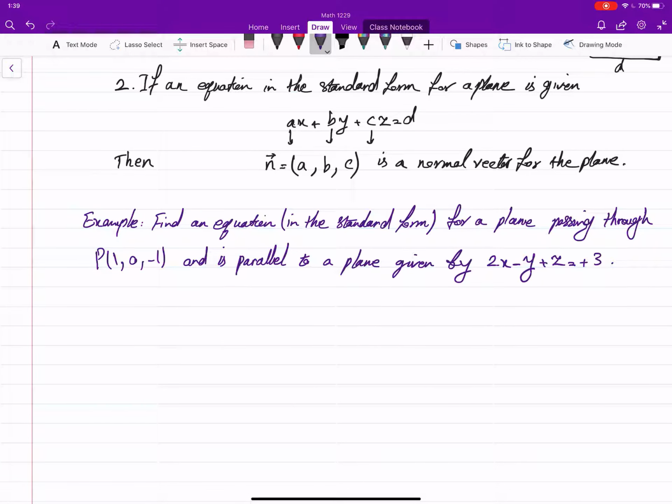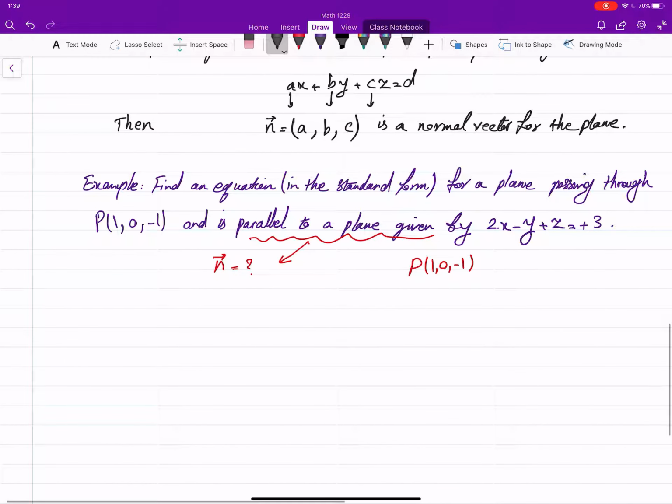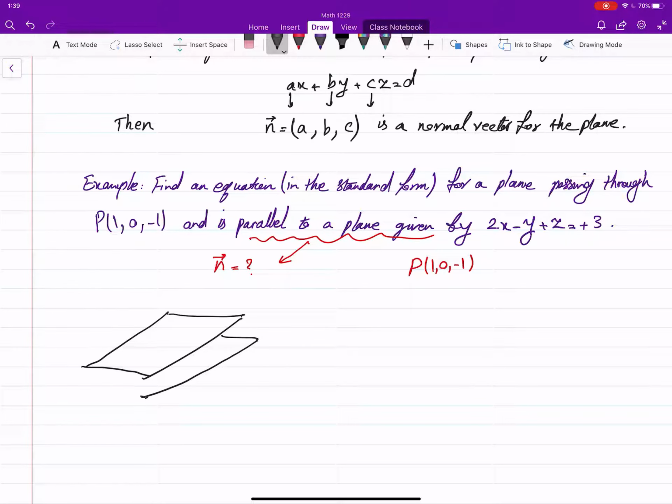Well, always remember you have to find two pieces: a normal vector, and p a point on the plane. In this case, p is given, but the normal vector we have to find. Well, that means we have to use this information to find the normal vector. Well, how can we use that? Okay, you have two planes. This is our plane, and there is a plane down there. This plane is 2x minus y plus z is equal to 3. These two are parallel. What does that mean in terms of the normal vector? If two planes are parallel, the normal of one of them is perpendicular to the other one.